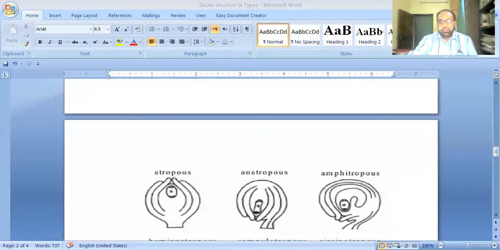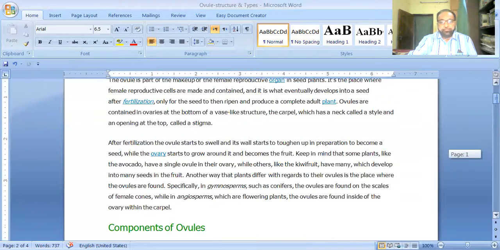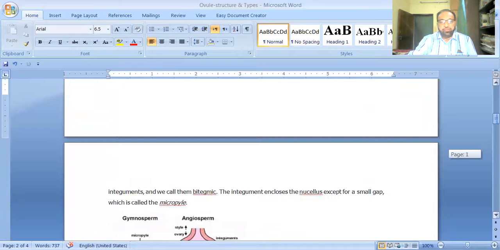Regarding the ovule, we are supposed to study the structure of the ovule. Then we are supposed to proceed to the different functions of the parts of the structure of the ovule, and then we are supposed to study the types of ovule.